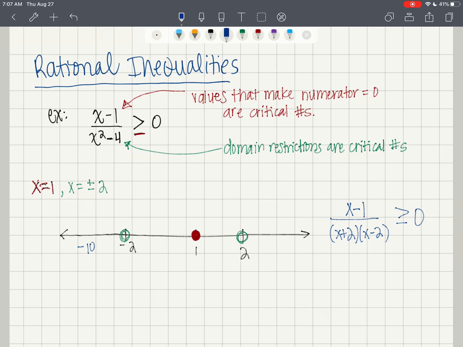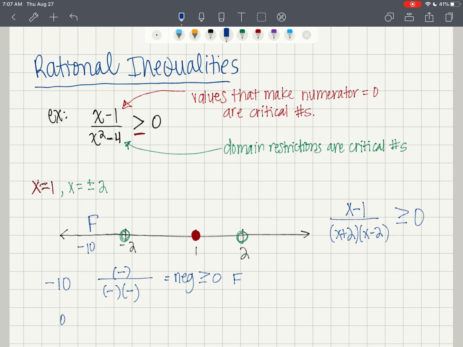If I put -10 in, I get a negative number in the numerator. In the denominator, -10 plus 2 is negative. -10 minus 2 is negative. A negative over a positive results in a negative. Is a negative greater than or equal to 0? That is false. Okay, let's try a number between -2 and 1.